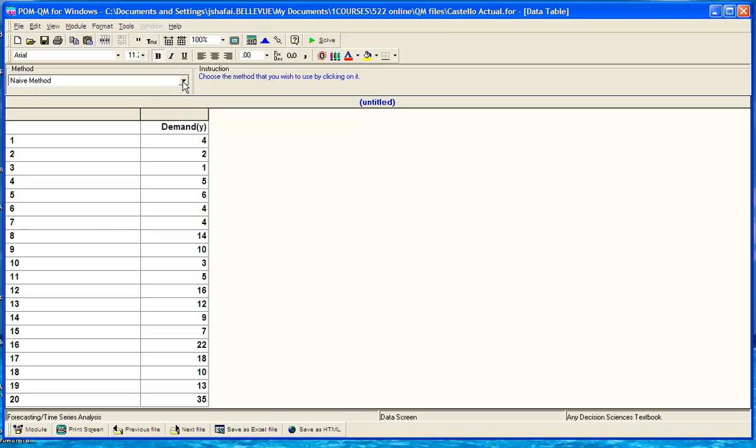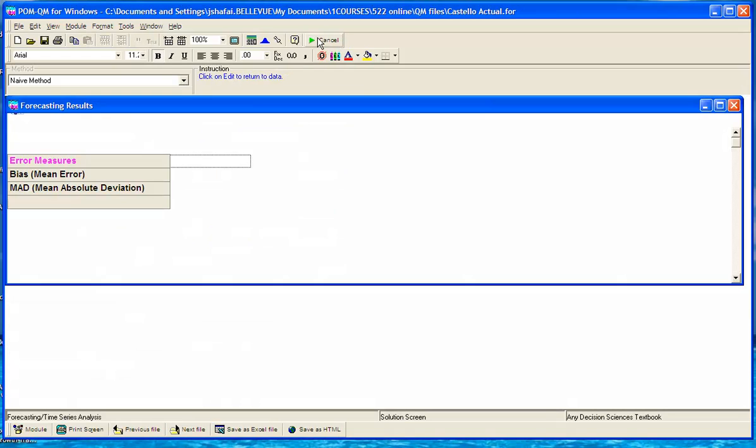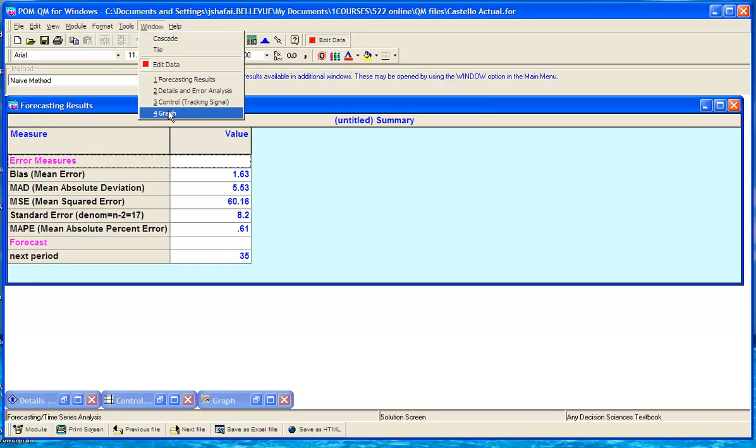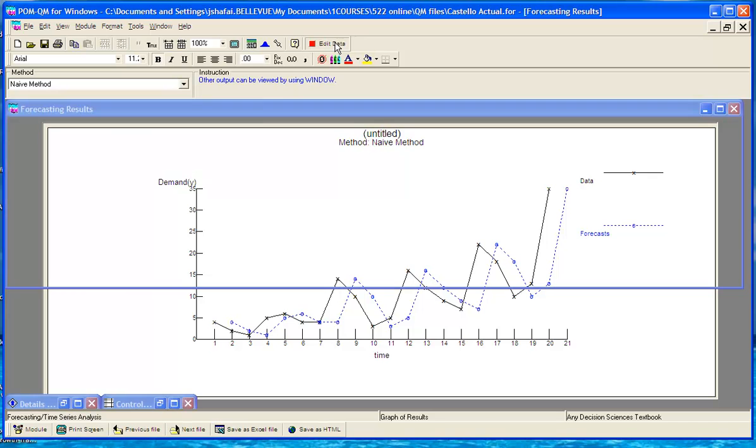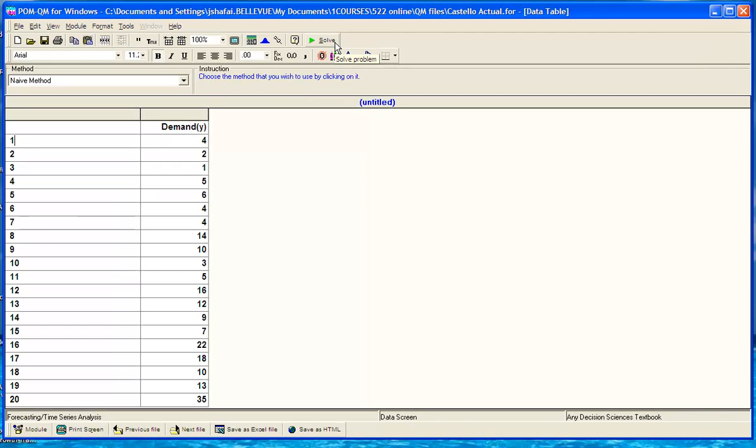There is seasonality within the data. If I just solve it now, even though it's with the naive method, and go to graph, you will see that the black line is the actual time series. So you can see that there is great seasonality and there is somewhat of a trend. So we do need to use a seasonal model that accounts for trend.